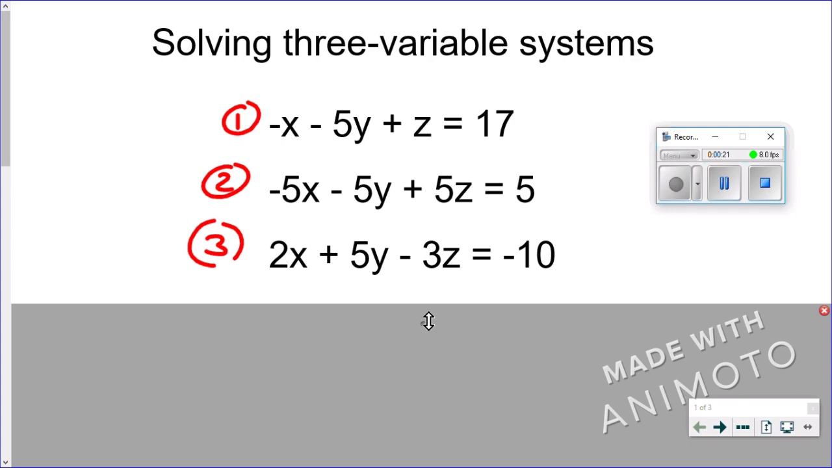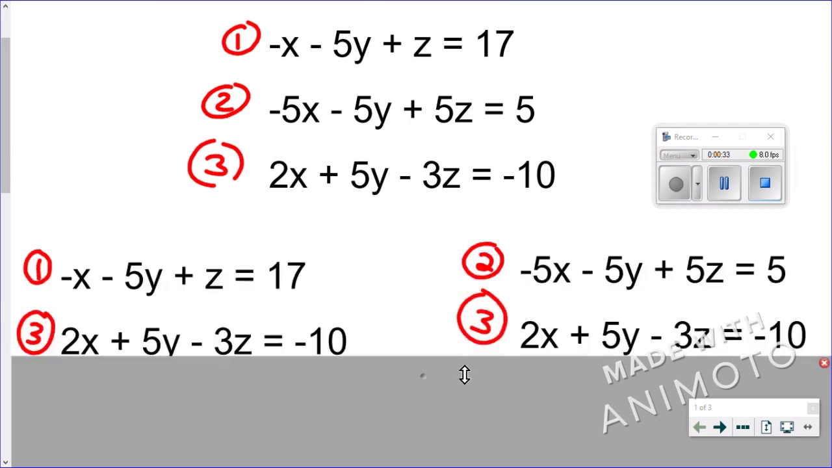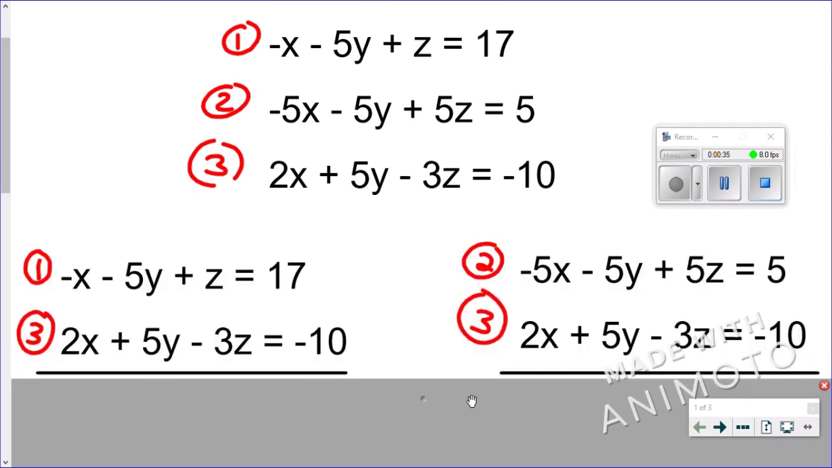Now in order to solve a three variable system, we need to break it down into what we know, which is a two variable system. So we're going to look at these three separate equations and pair two different sets of them together. For instance here, I paired 1 and 3 and 2 and 3. I did that because I looked at every term in each equation and said, I need to eliminate one of these variables. So which variable would be easiest to eliminate?